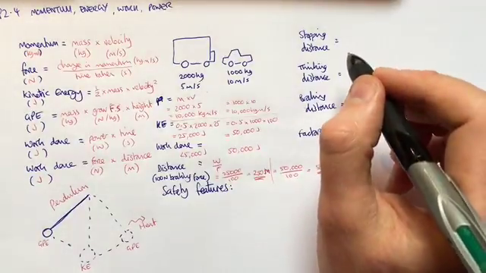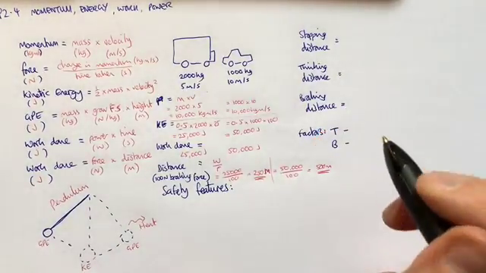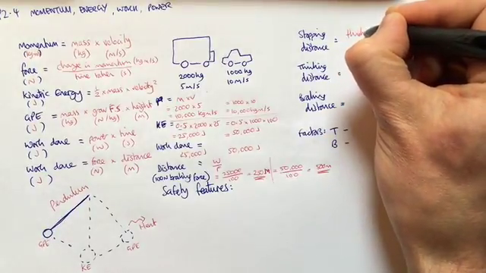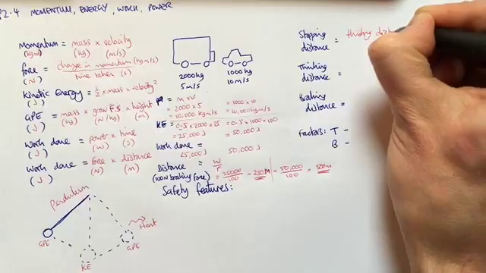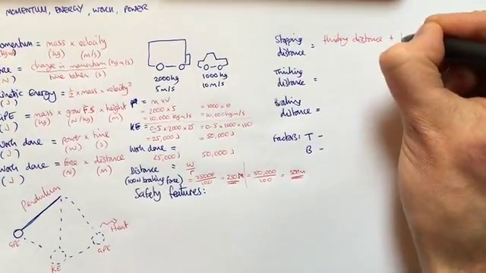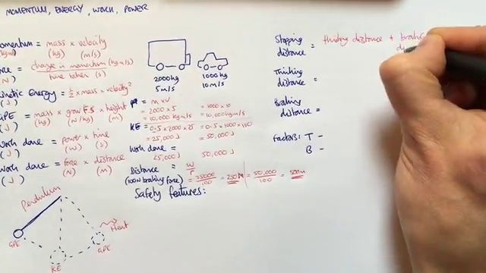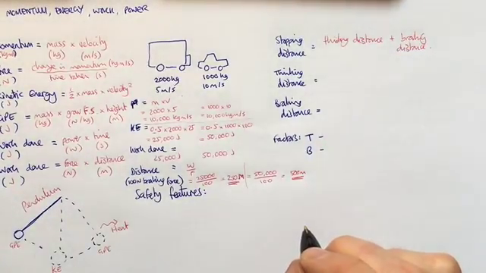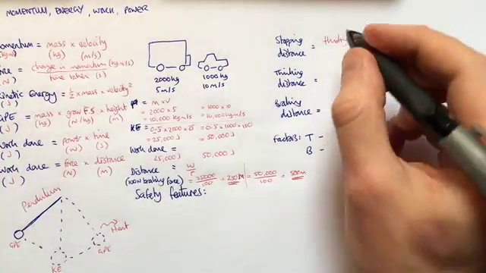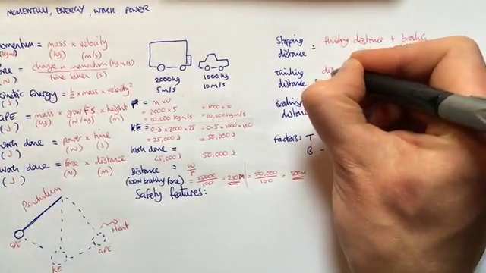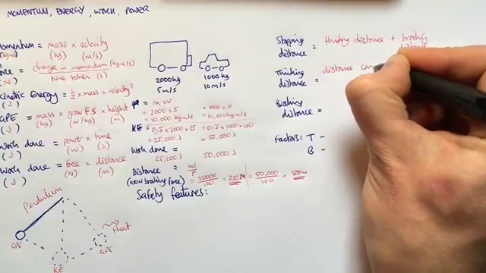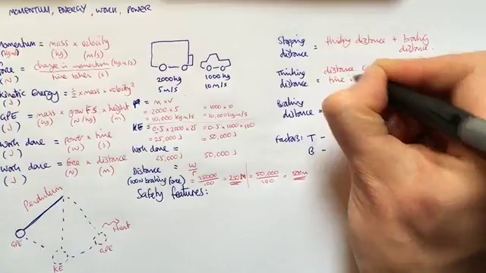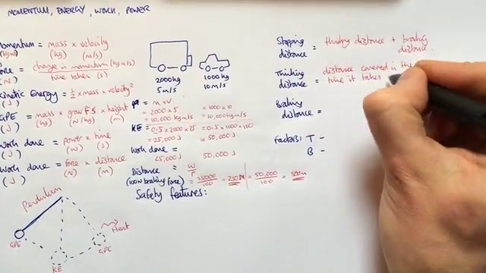So, stopping distance. How do we define stopping distance? Stopping distance is thinking distance plus braking distance. So what's thinking distance? Thinking distance is the distance covered in the time it takes the driver to react.